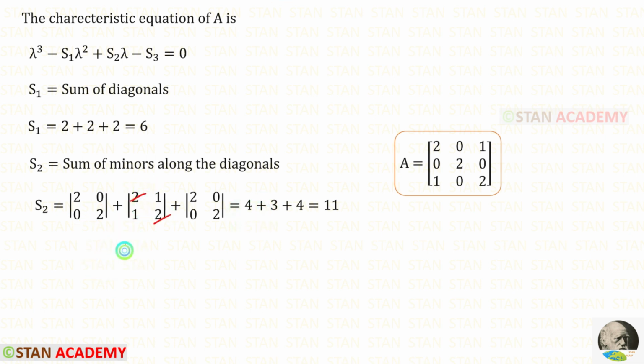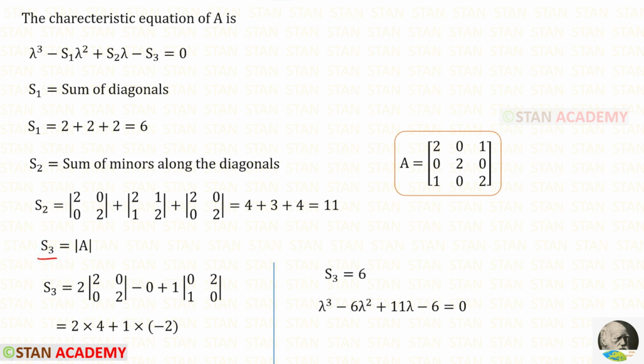2 into 2 it will be 4 minus 1 into 1 it will be 1. So we will get 3. 2 into 2 it will be 4 minus 0 into 0 it will be 0. So we will get 4. When we add these 3 we will get 11.